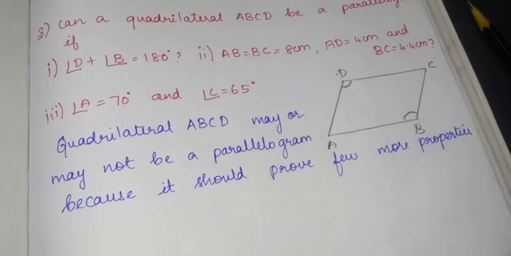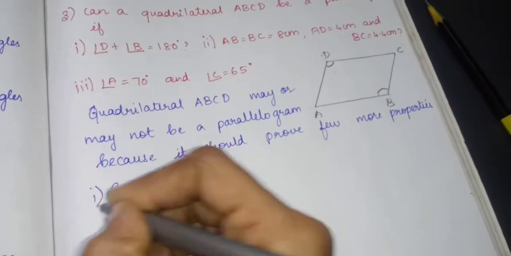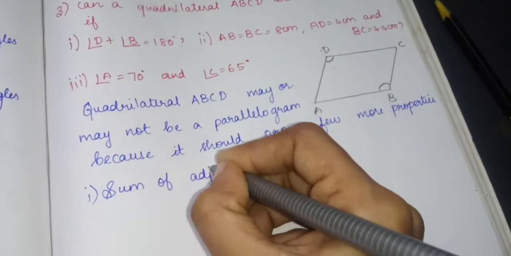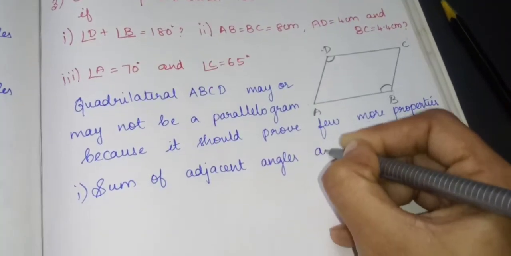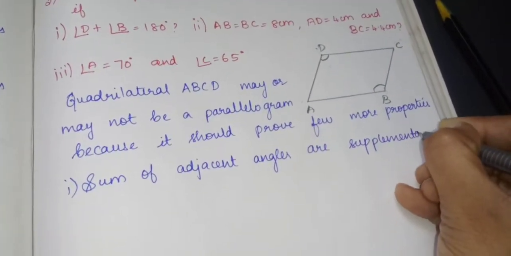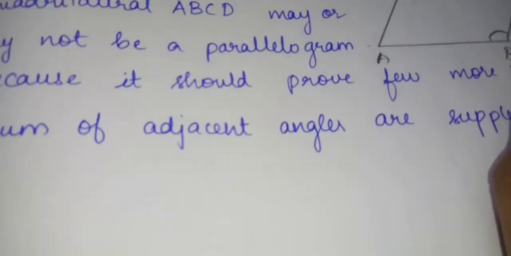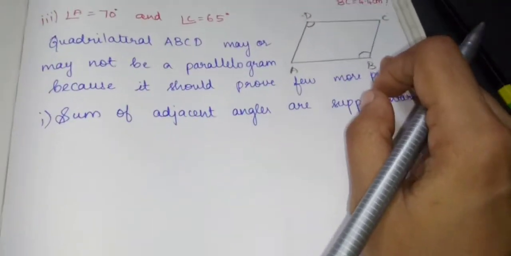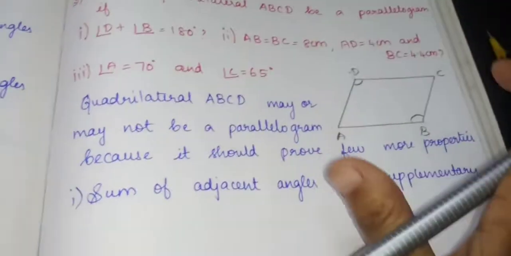What are those properties? Sum of adjacent angles are supplementary. Do you remember this property? Yes. When you add nearby angles, it should be supplementary. So this property should be there in a parallelogram, but they didn't give anything regarding that.